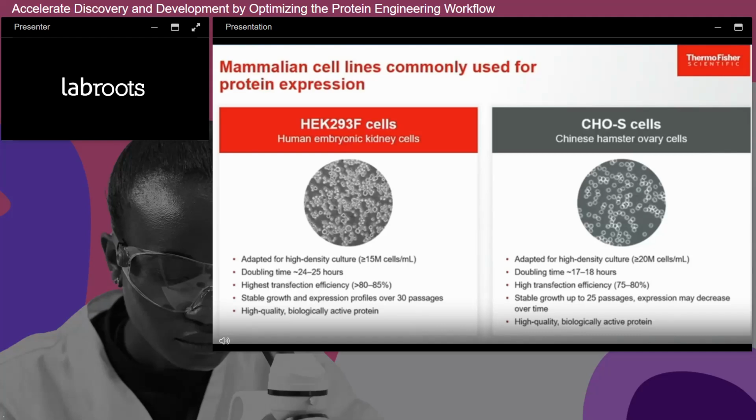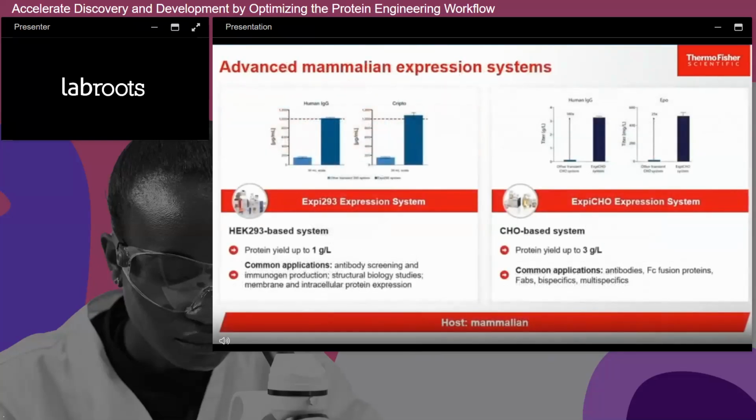If you look at 293, for example, they can be passaged even 30 times, and XP-CHO only 25. They have different doubling times, with XP-CHO being a little faster than XP293. And they both produce active, correctly folded protein at a high quality. Another difference is that the cell density is slightly different in those two systems. Now, when you look at the performance in producing antibodies or different proteins, you also see that there is a slight difference between those two.